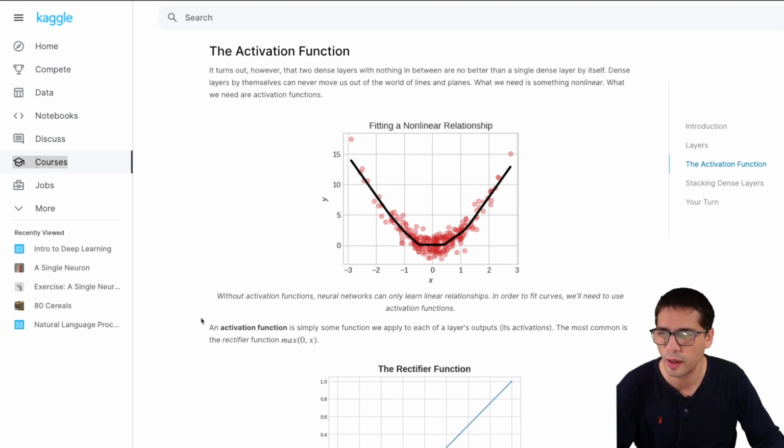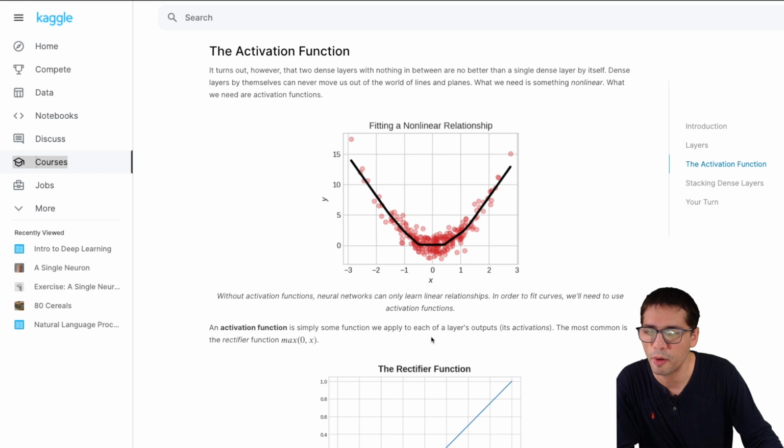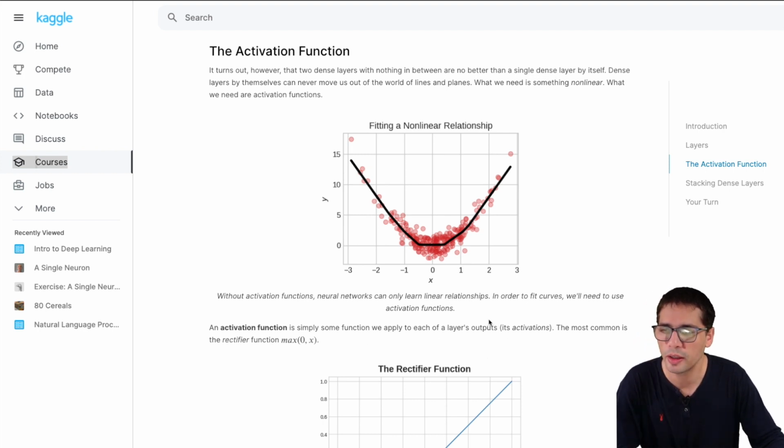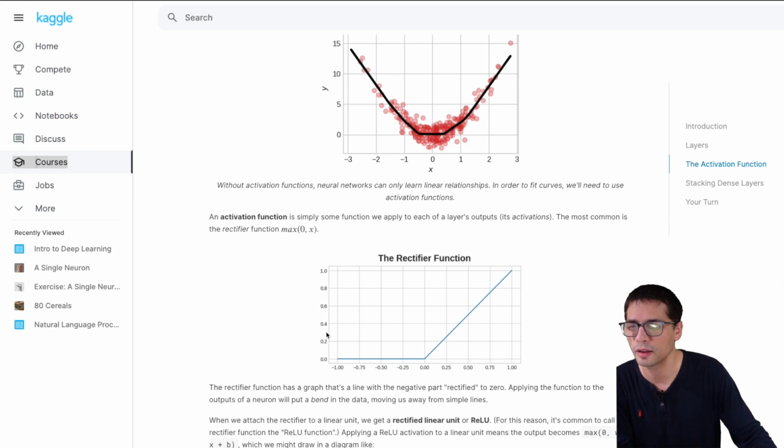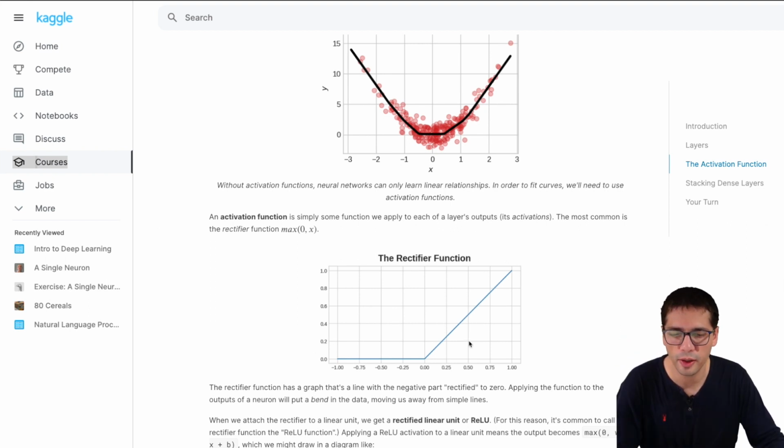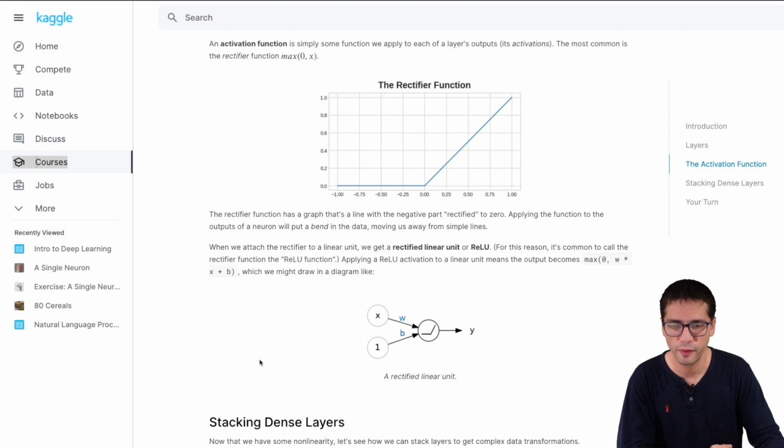Okay, so activation functions. Without activation functions, you can only learn things that are linear. But if you have something like this, like a curve, then you need something nonlinear. So an activation function is simply some function we apply to each of a layer's outputs, its activations. The most common is the rectifier function, max(0, x). Any negative values are taken out, and any positive values are kept. So if x is negative, then max(0, x) is always 0. Right, so that's the rectifier function.